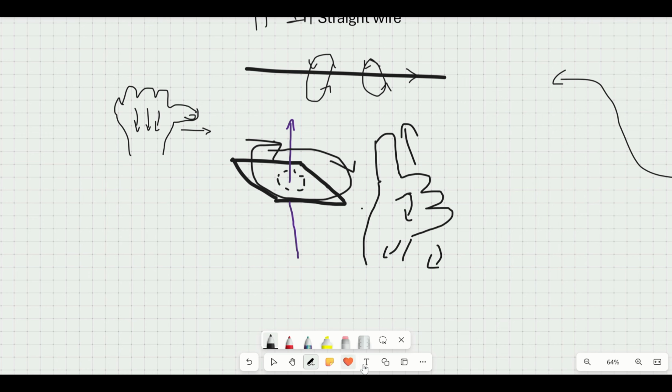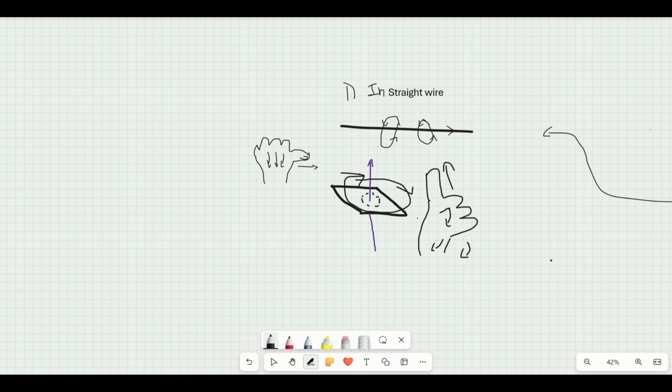Now, where's the eraser? Let it be. I will not erase it. Okay. So this is in straight wire.